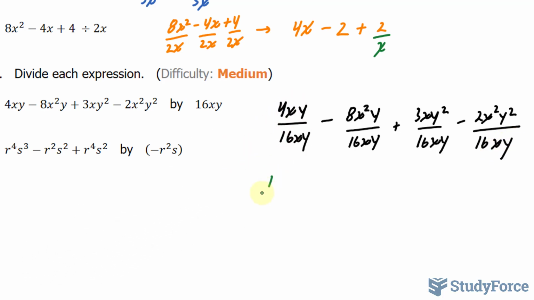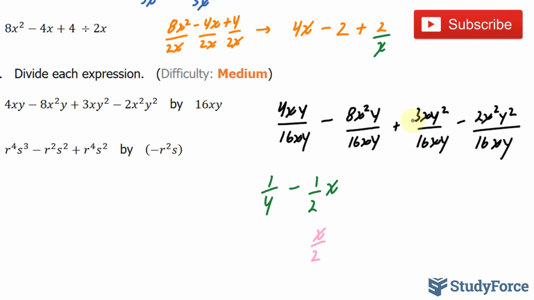1 over 4 is equal to a quarter. X over x is nothing, and y over y is nothing. Technically ones, so we end up with 1 over 4. For this term, 8 over 16 is a half. X to the power of 2 over x is x. And y over y is 1, so we don't write that down. You can write this x as the numerator, where you have x over 2, but this will work as well. In other words, you could have written this as x over 2, and it means the same thing.